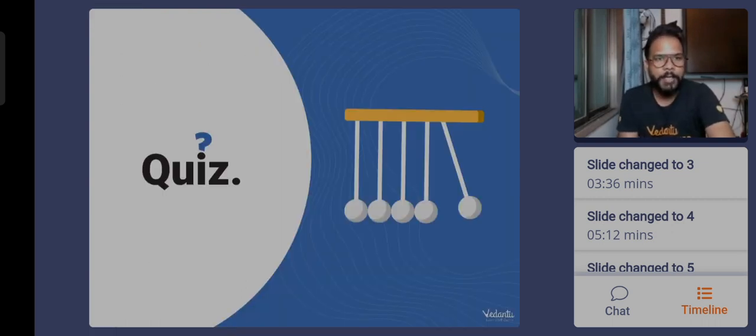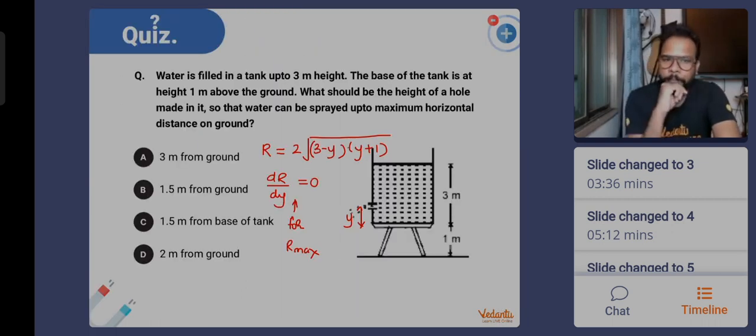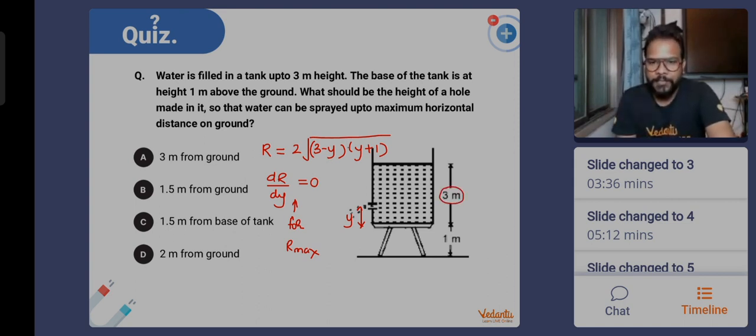Before we start today's session, let's quickly look at this question and try to answer it. The question is, we have this container in which the liquid is filled to a height of 3 meters. You create a hole, which we do not know at what level you have created it, but the base of this container is at a height of 1 meter. So the bottommost layer is at a height of 1 meter, the topmost layer is at a height of 4 meters from the ground, and at a height y from the base of the container you have created the hole. So the remaining distance is going to be 3 minus y.